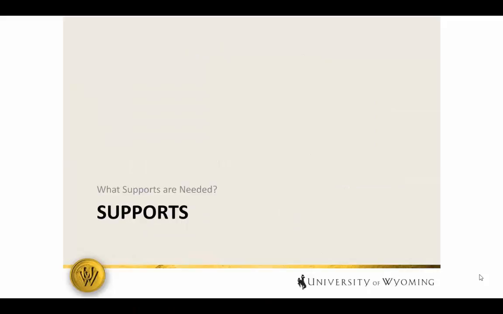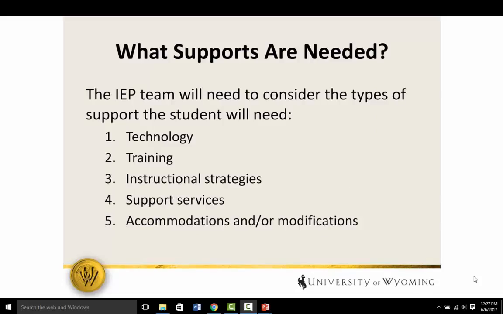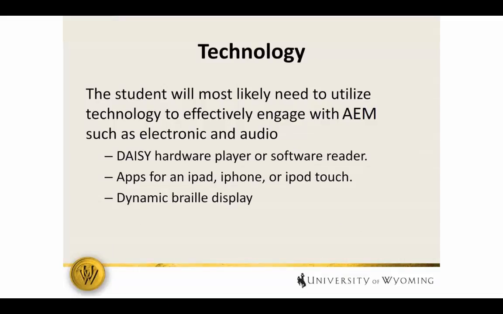What supports are needed? The IEP team should determine whether any of the following supports are needed for your student to effectively use and select AIM: technology, training, instructional strategies, support services, and accommodations and/or modifications. The following is a broad summary of supports that may be needed for a student to effectively use AIM. After selecting the specialized format needed and determining how to acquire them, the team will need to decide what types of technology or tools are needed for the student to use AIM.